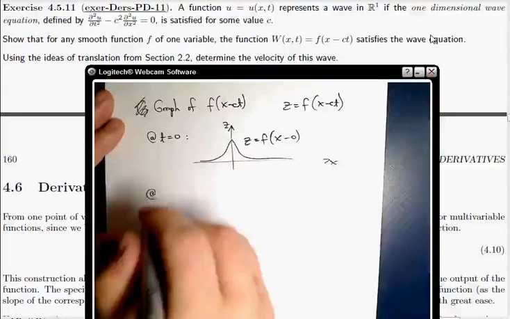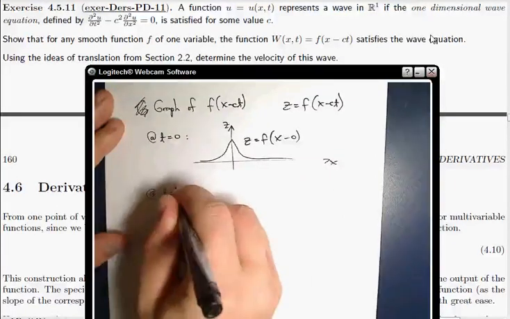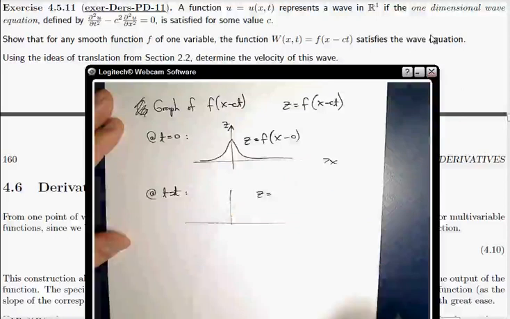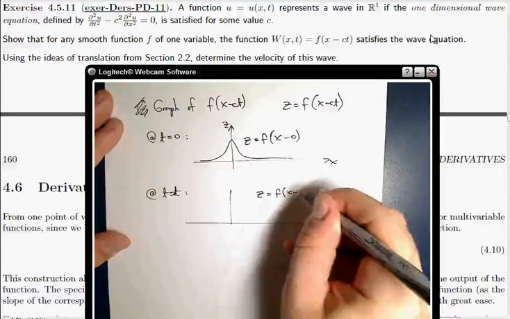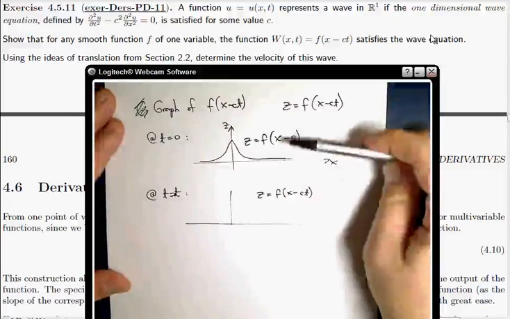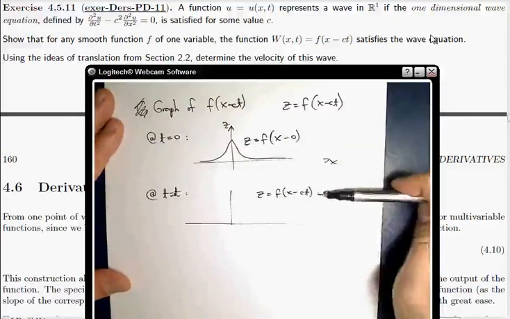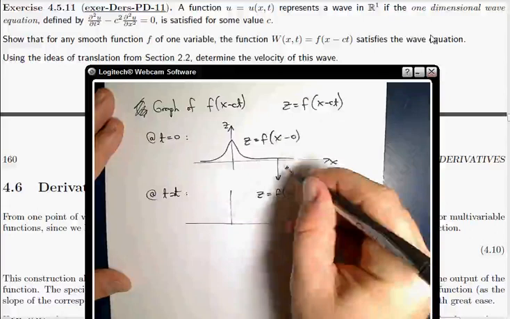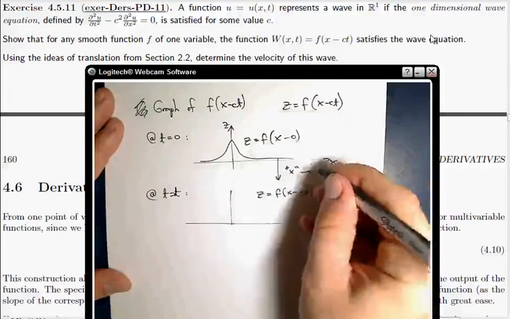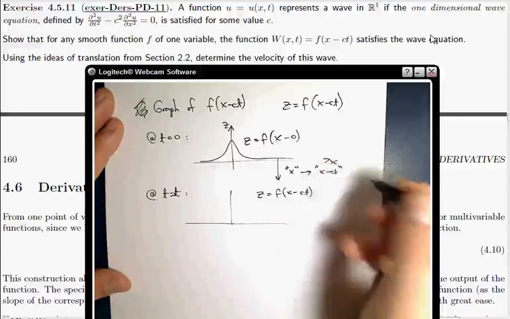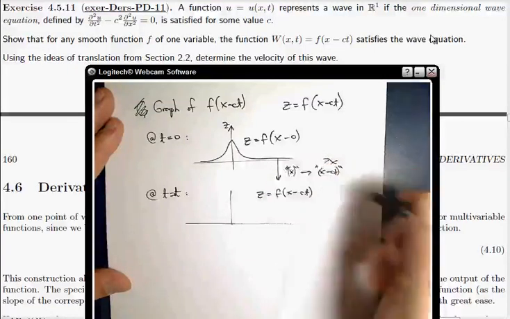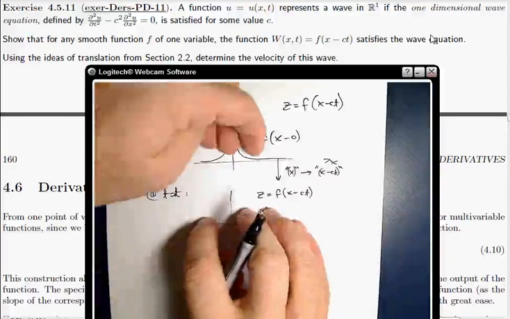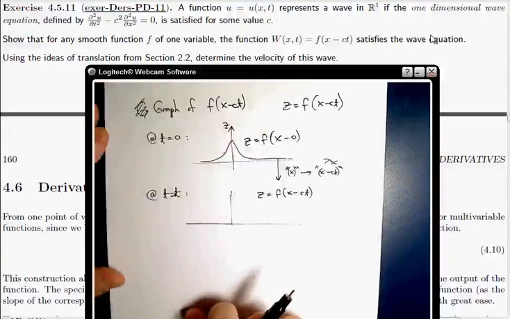On the other hand, what happens at some other time, let's just say t? There's going to be some picture here, and the equation for this graph is going to be z equals f of x minus ct. What's the relationship between these two equations? The relationship is that this is what you get when you replace every x that you see in the original equation with x minus ct. So the punchline is this picture is going to look a lot like the other picture, but it's just been shifted over by a distance of ct.